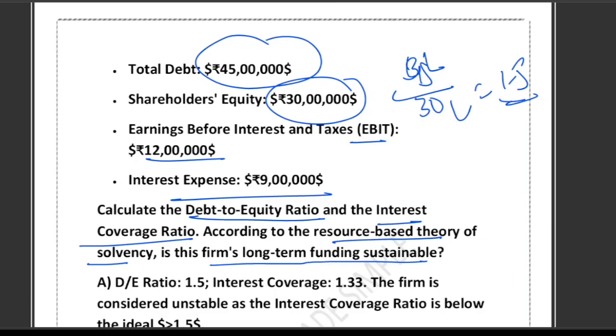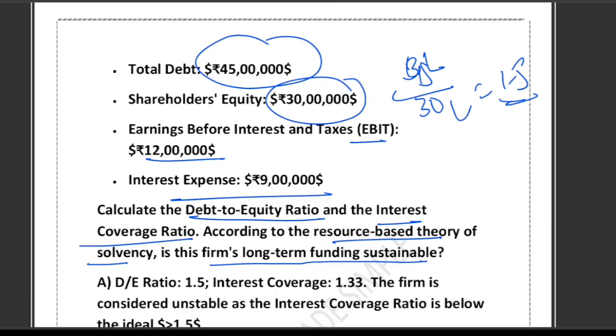So what is the ideal coverage ratio? See, the safe zone is 1.5. Above 1.5 is safe zone, below 1.5 is risk zone. And below 1, it becomes danger zone. So what are we getting? Actually we are getting 1.33. So this is a risky zone.